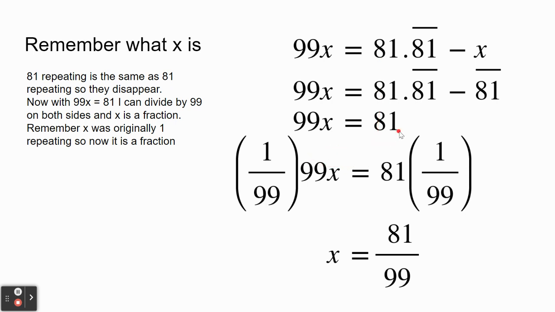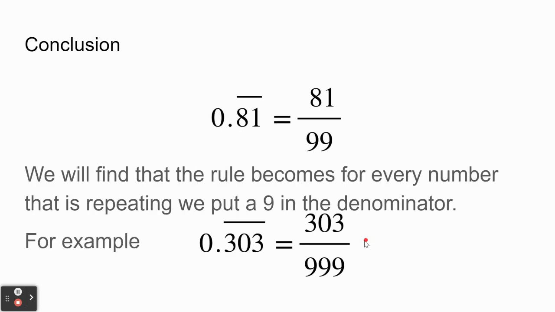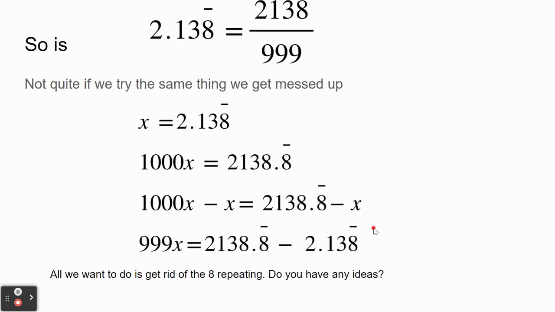So 99x equals 81 is a pretty simple problem. I divide by 99 on both sides. I have x equals 81 over 99. And it's actually pretty easy. Okay? So when you have repeating decimals and you just start with the repeating decimal, it's really easy. You just count the number of decimal places, and instead of putting zeros, you put nines. So 0.81 repeating is 81 over 99. 0.303 repeating is 303 over 999. That's pretty easy.